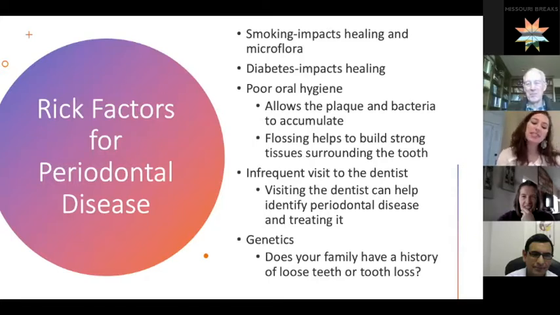And periodontal disease can be genetic. If you have a risk factor in your family, did your mom or dad lose their teeth at an early age, then this is something to be watching out for yourself.